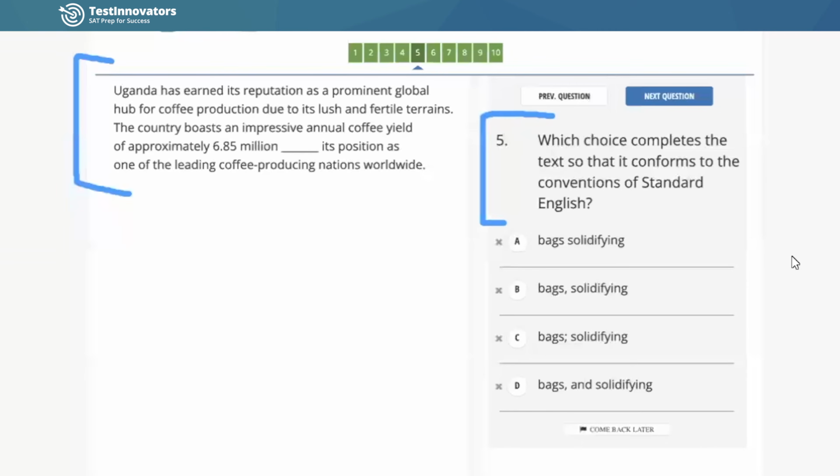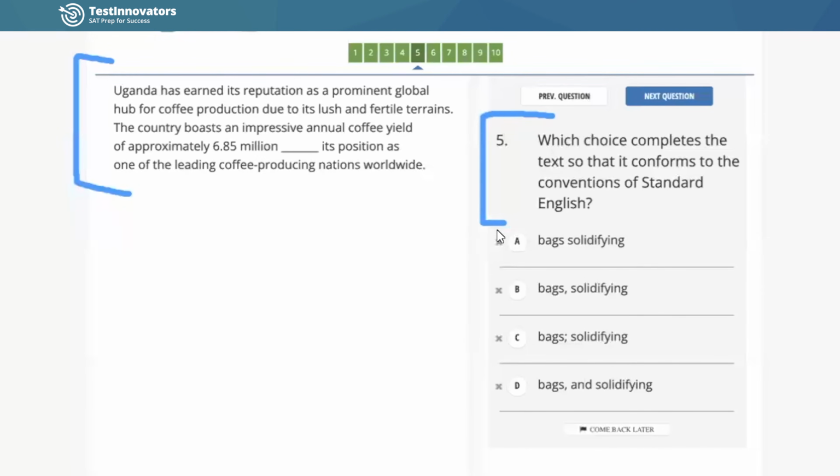Okay, so whenever you see this wording, which choice completes the text so that it conforms to the conventions of standard English, you know right off the bat that you have either a boundaries or form, structure, and sense question. Either way, you know you will be tested on some aspect of grammar or punctuation.